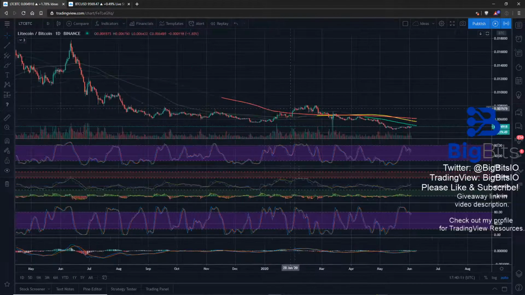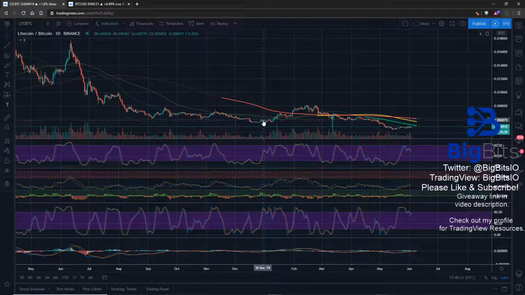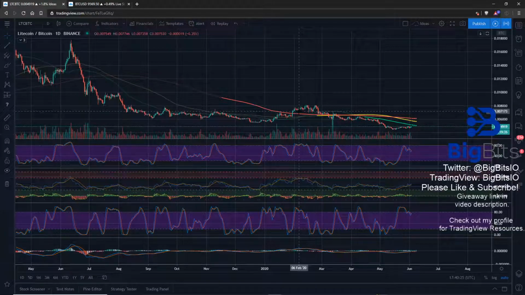There is that potential resistance. You have former support here, former support here. There's just a lot of volume in this range, where if it breaks out of there, it could be really good, especially considering the weekly chart.